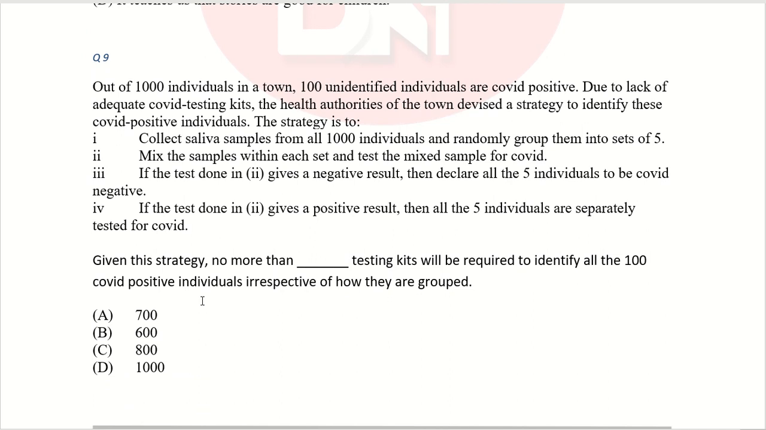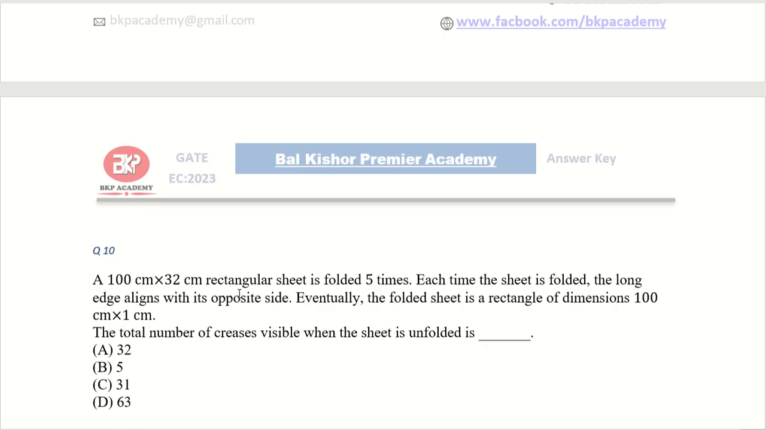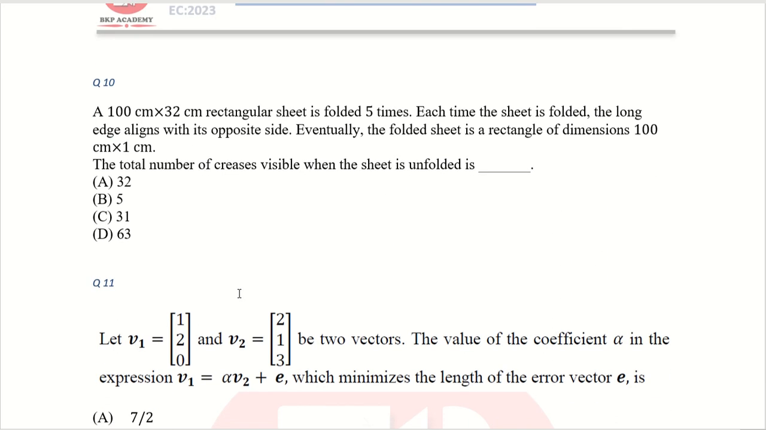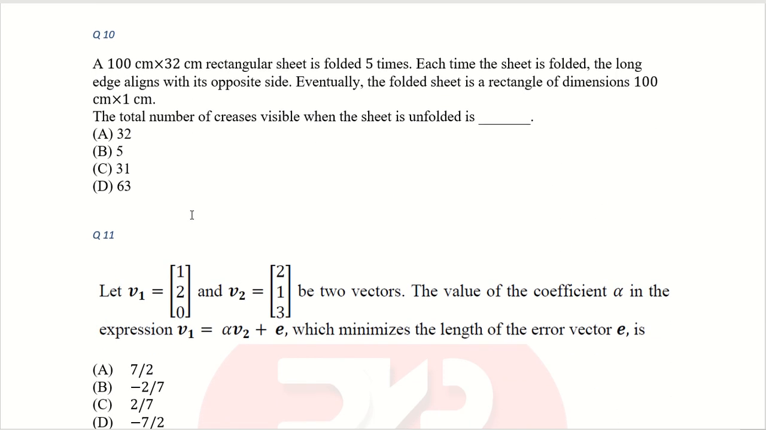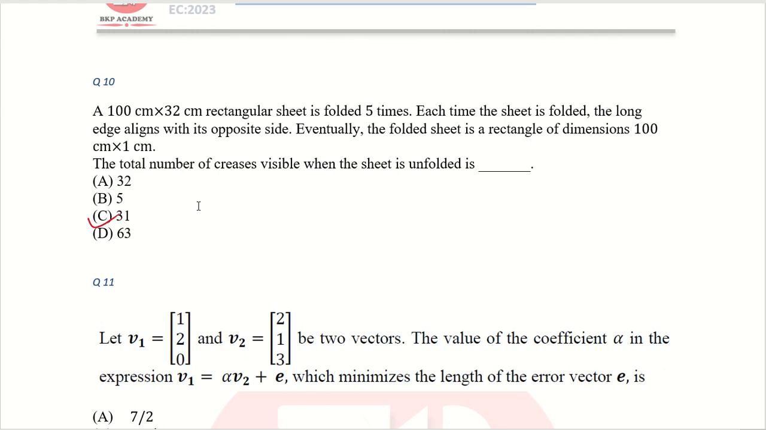Quickly I'll just tell you, for the ninth, the option will be 700. I'll tell you how. It is a very easy question. It won't take more than 10 seconds to solve. So ninth is C, ninth is A. Question number 10, if you solve, you can just fold a paper and you can see. So it will come up like C 31. Okay, so ninth is C, 10th is C.